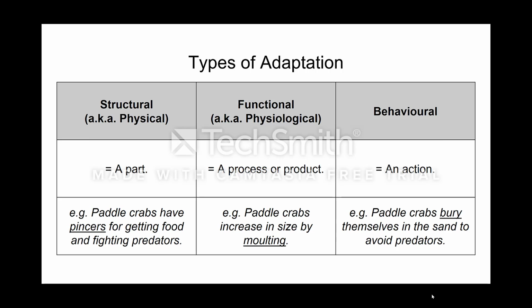When we describe a functional adaptation, that's a process or a product. So the example that's used here is that paddle crabs increase in size by molting. An example might be in a bird species that it will shed particular feathers at certain times of the year.